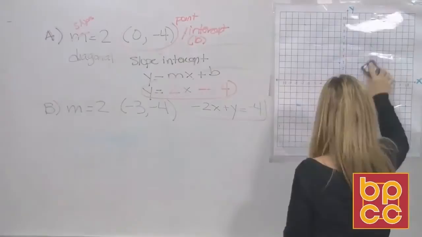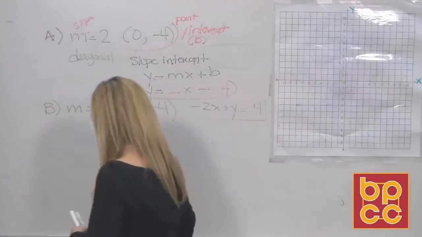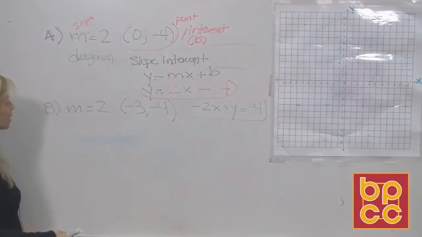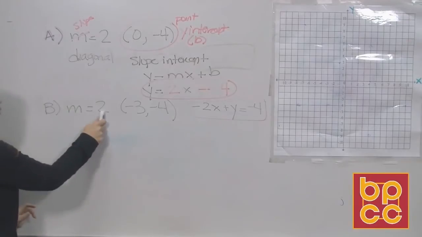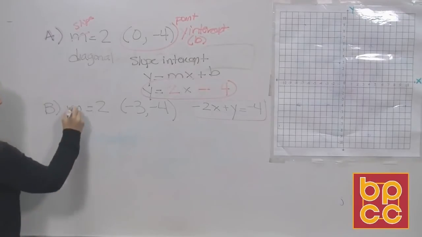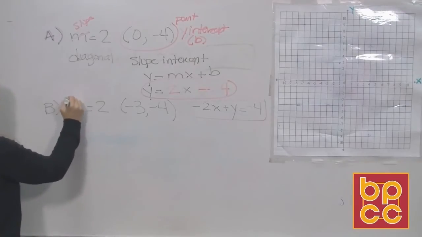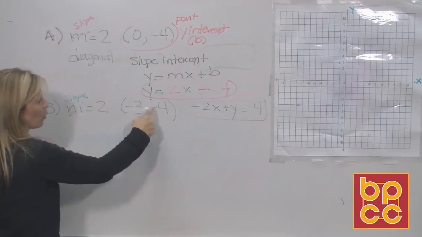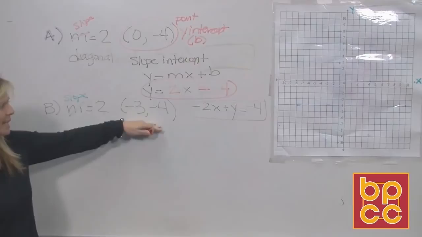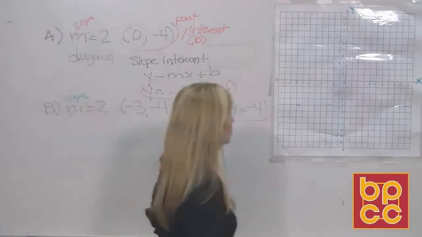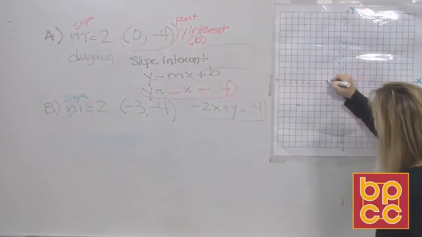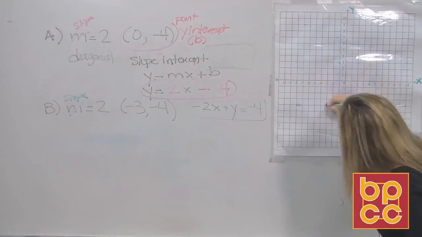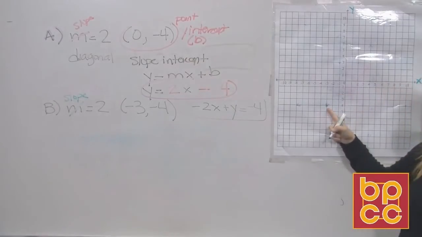So let me erase. All right, if you look, here's our next set of clues, detectives. M equals 2. What type of line is that? Well, we know M stands for slope. And then over here, -3, -4 is a point. So I know I can take a point and always plot it. So let's go plot -3, -4. There's that point in the third quadrant.